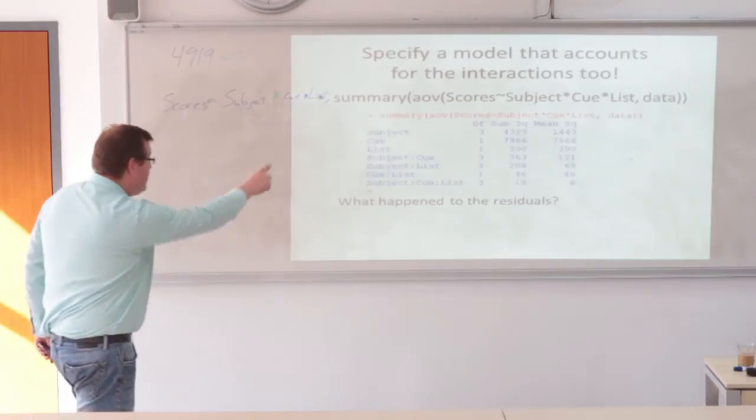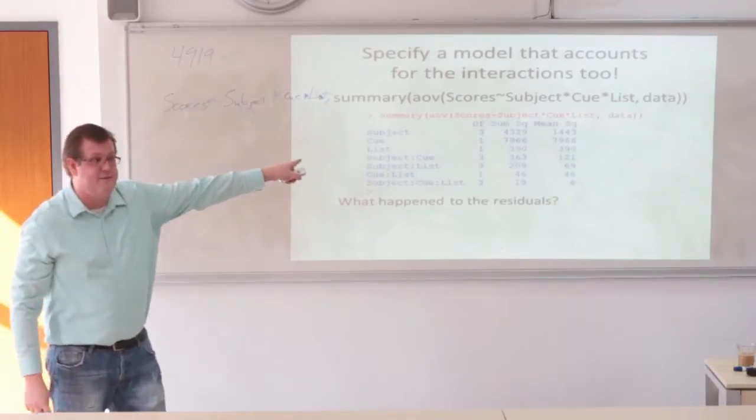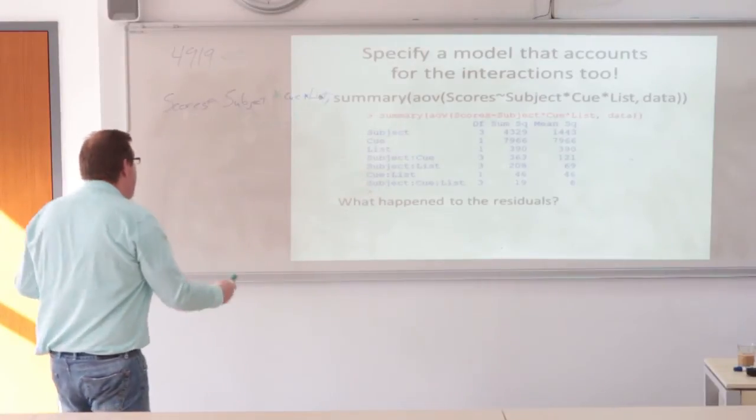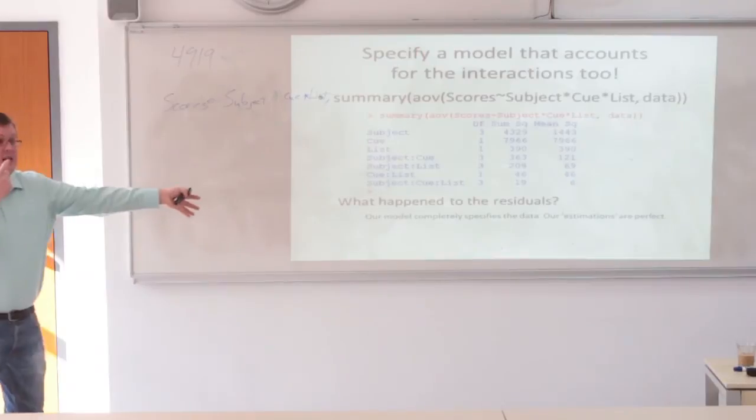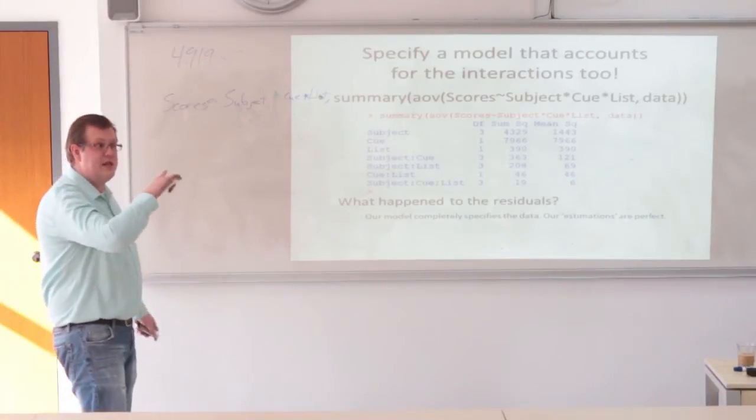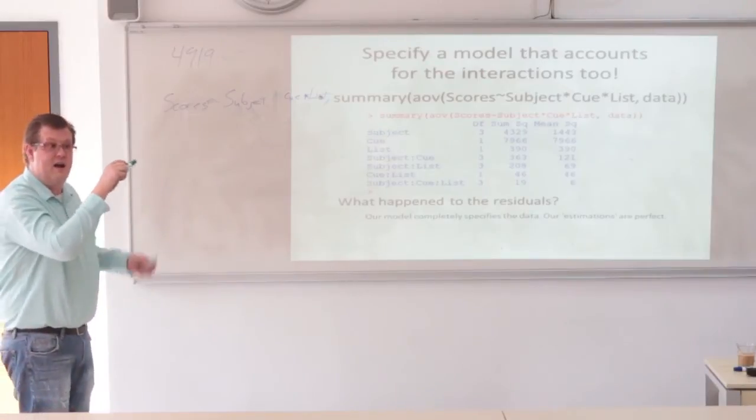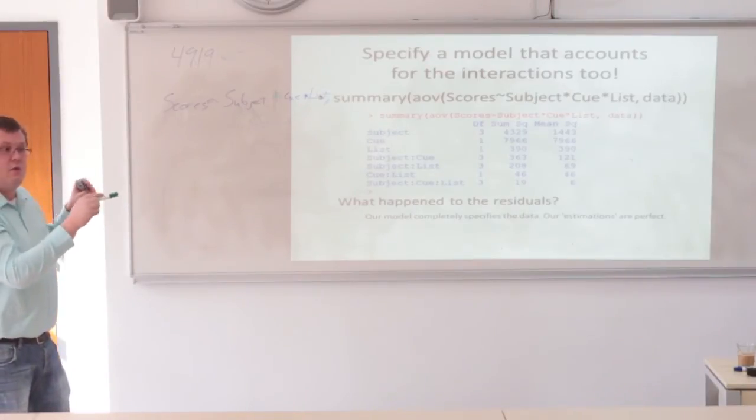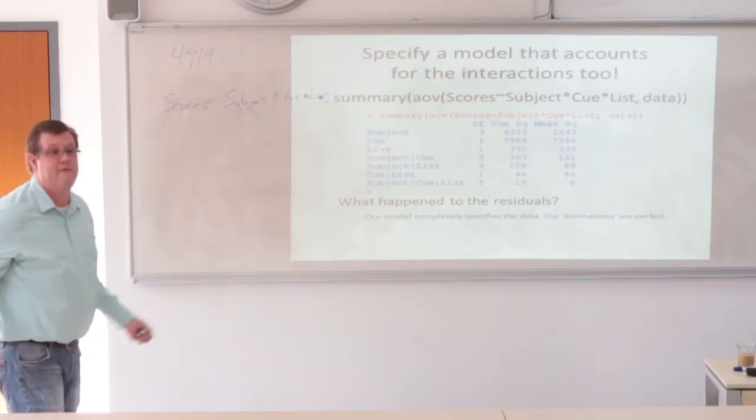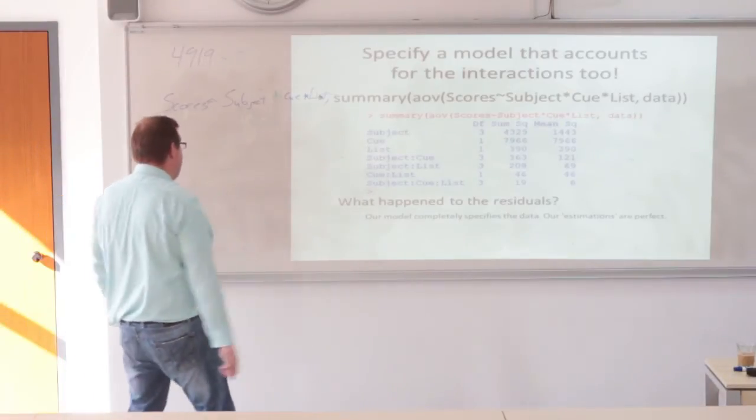So look there, we don't have any F's, right? We don't have any F's, we don't have any P's. So something weird is going on. What happened to the residuals? We already identified that our model has completely specified the data. Like originally, when we got just the effect of the subjects, when we had the between subjects design or non-repeated measures, it accounted for everything. We accounted for everything here.